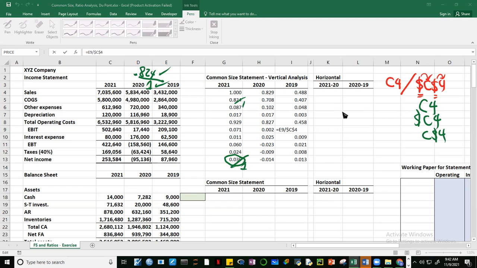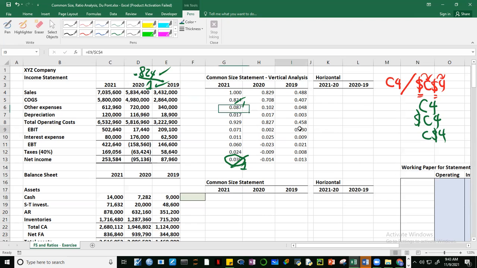That's correct. Because we want to compute for the common size on a yearly basis. It doesn't make sense to compare your EBIT of 2019 to the sales of 2021. Okay? The income statement is an annual performance. It's a yearly performance in this case because it's a yearly data. So we would like to see how much EBIT the company was generating for every peso of sales for 2019. Okay? So it's year bound.